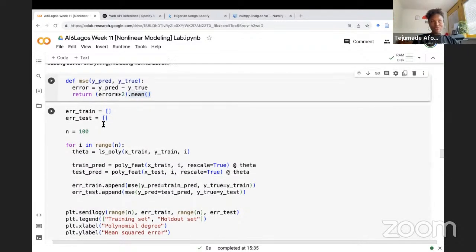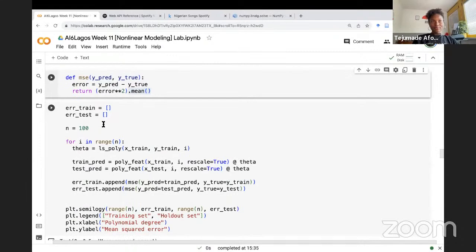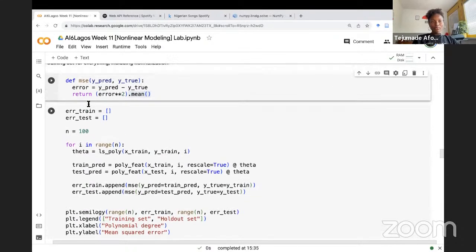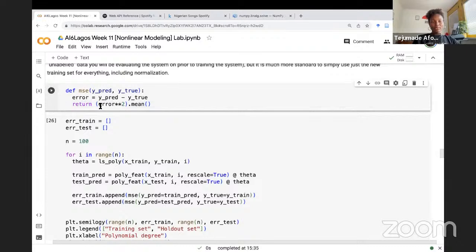So run this cell. Have you run this cell? This cell here. If you're here with me at this point, can you put it in chat so I can know how many people are still running? Thank you.